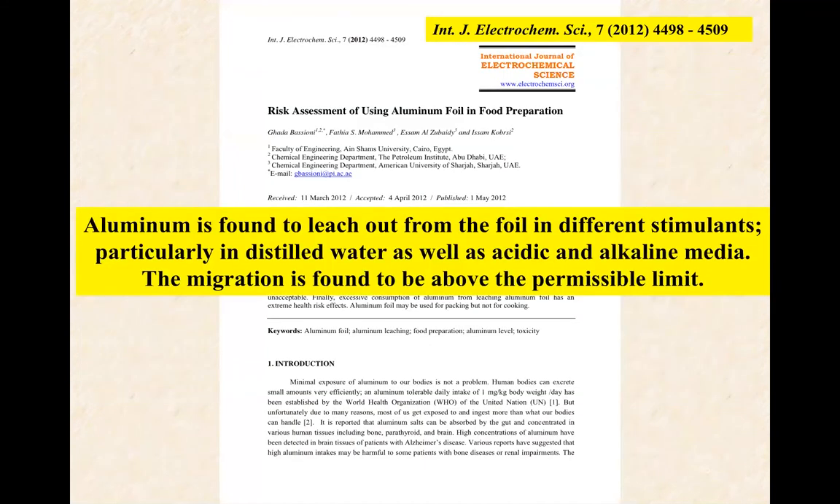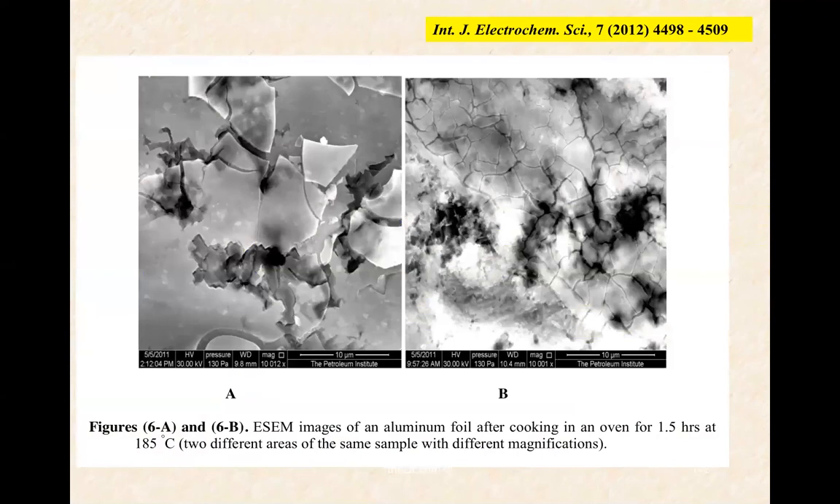Aluminum is found to leach out from the foil in different simulants. I really love this sentence, because particularly in distilled water, as well as acidic and alkaline media. What else is there? It's either distilled, it's acidic, or it's alkaline. There's nothing else, right? As far as I know, there's nothing else. But this is what it looked like.